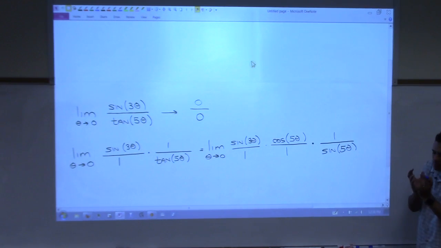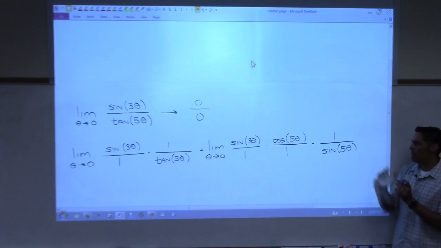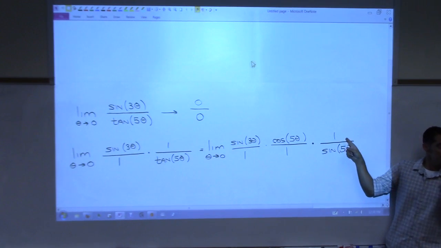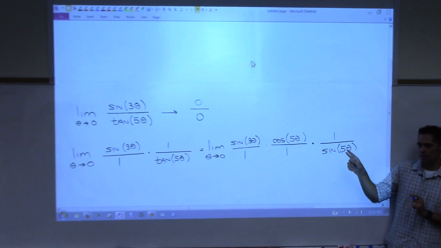What would I love to have seen up here that would have made this thing nice? A what up here? Not sine 5 theta, 5 theta, right?